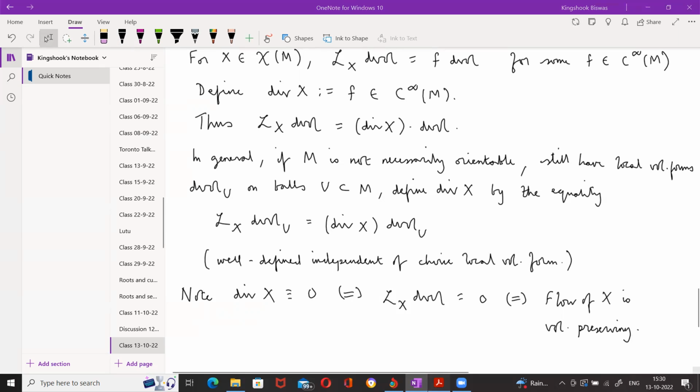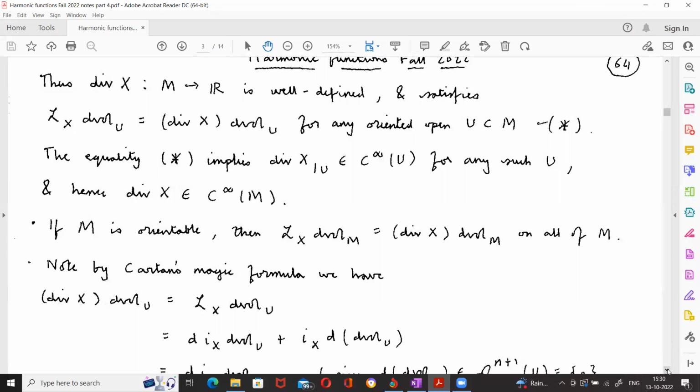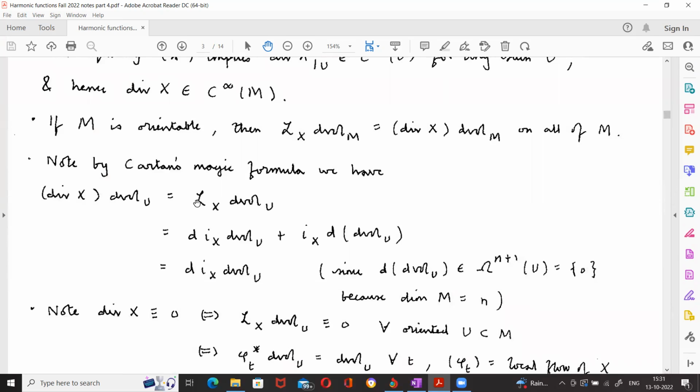Okay, so now let's come to the notes. Note that by Cartan's formula, this div X into dvol, let's say a local volume form dvol u, is equal to L_X dvol u, by definition. And L_X, the Lie derivative, we saw this is equal to d i_X plus i_X d. That is Cartan's formula. We proved Cartan's formula in the beginning of the course.